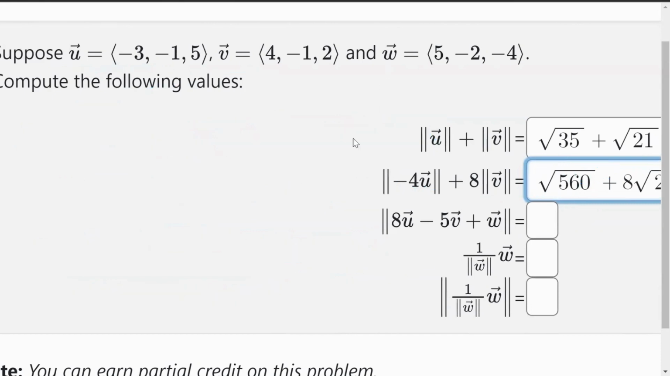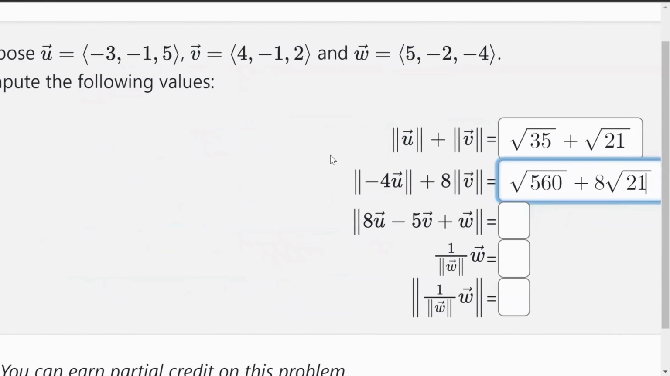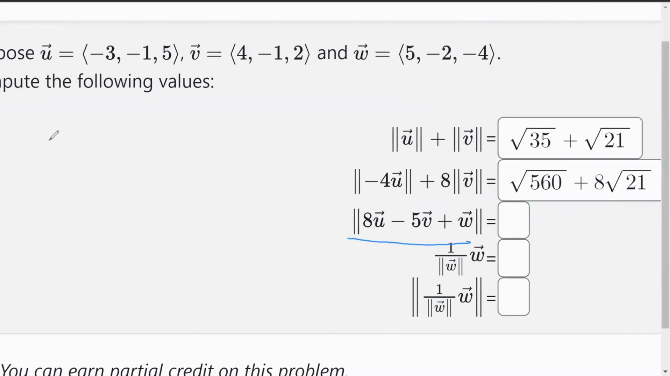Let me clear the drawings, and after doing all of them, I'm going to check the answers. For this one, you can see everything is inside. So what I have to do is individually do this first, then this first, then find out W, and then I subtract them, and then I take the norm. So I have to do 8u. What do I mean by 8u? -3, -1, 5. This is my u.